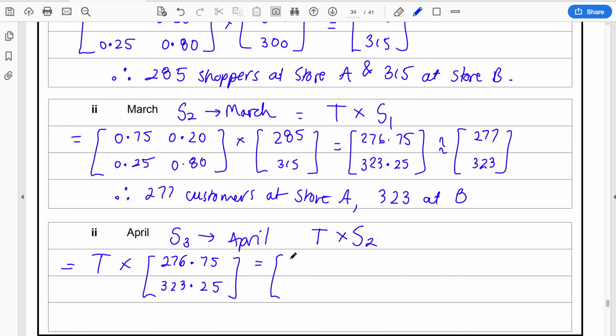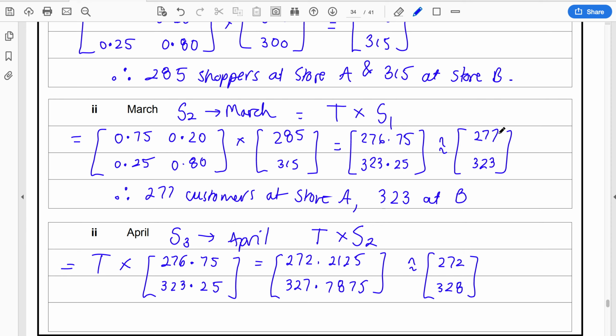My decimals are getting a little bigger. So in terms of approximately, we've got 272 and we've got 328.